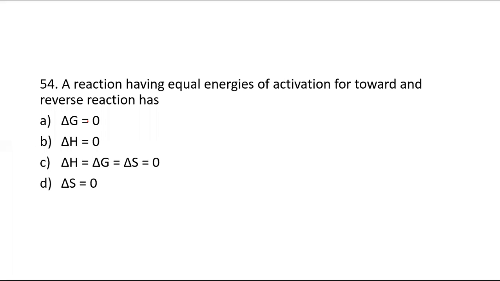Next, question 54. A reaction having equal energies of activation for forward and reverse reaction has. See, a reaction having equal energies of activation for forward and reverse reaction. That means for both the forward as well as backward reaction the activation energy is equal, that is Ea is equal for both. Therefore, the options are: change in free energy is equal to 0, change in enthalpy is equal to 0, change in enthalpy, free energy as well as entropy is equal to 0, and change in entropy is equal to 0.